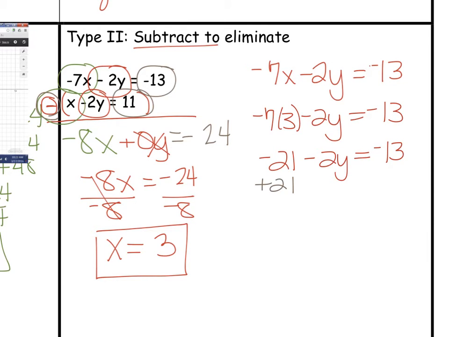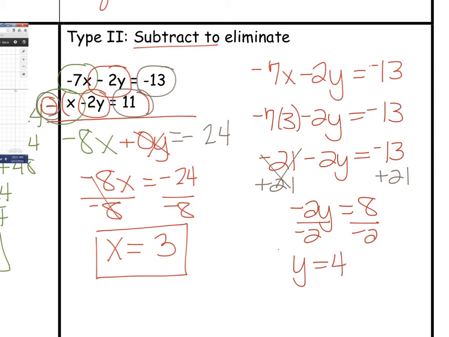Subtract 21 from each side to get rid of that. These cancel. We're left with negative 2y equals negative 34. Divide each side by negative 2, and we get y equals 17. So the solution to our system of equations is x equals 3, and y equals 4.